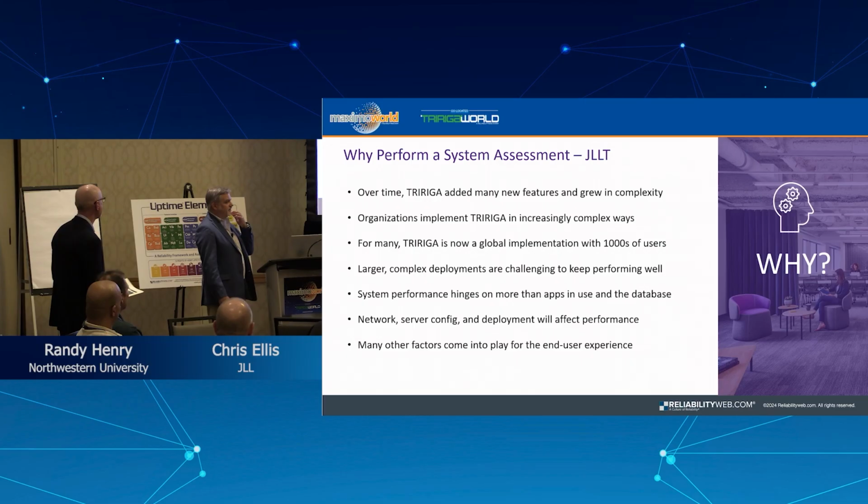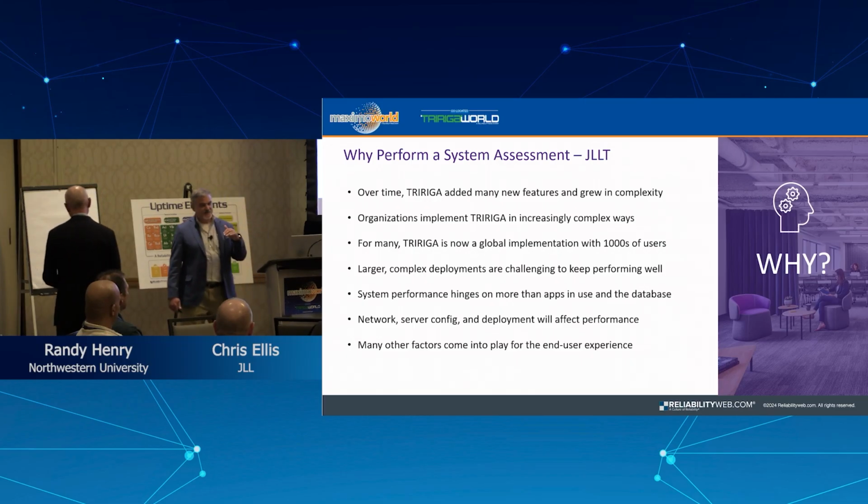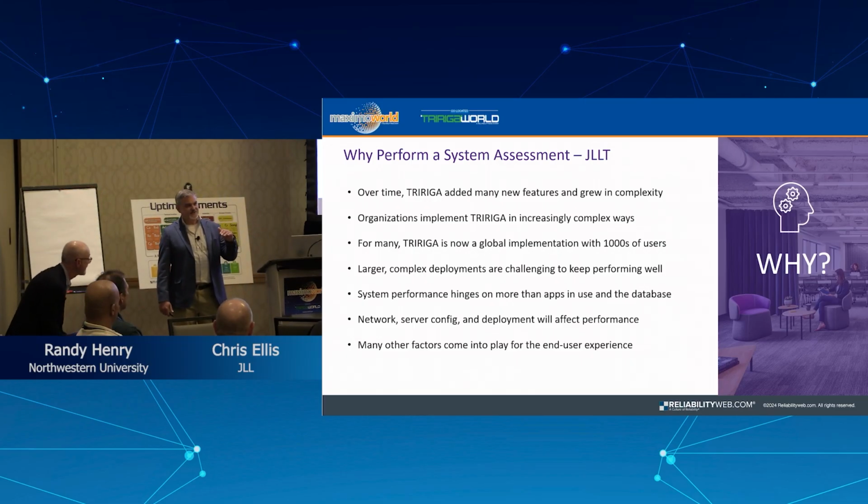So question for everyone, has anyone not had stability or performance issues? You've had a perfect system, right? Yeah, right, Max.